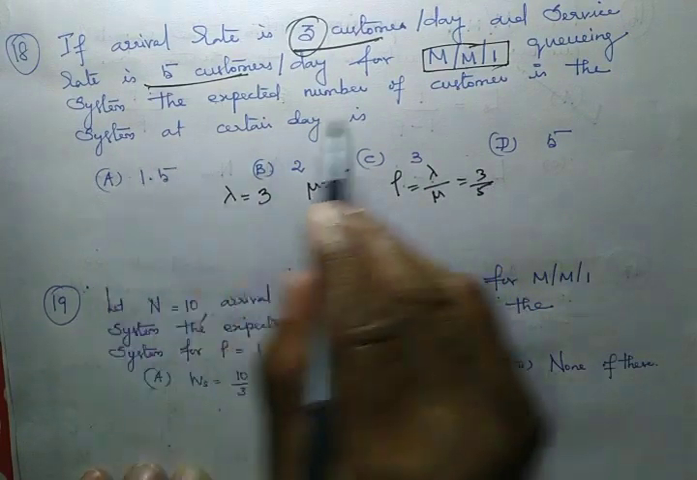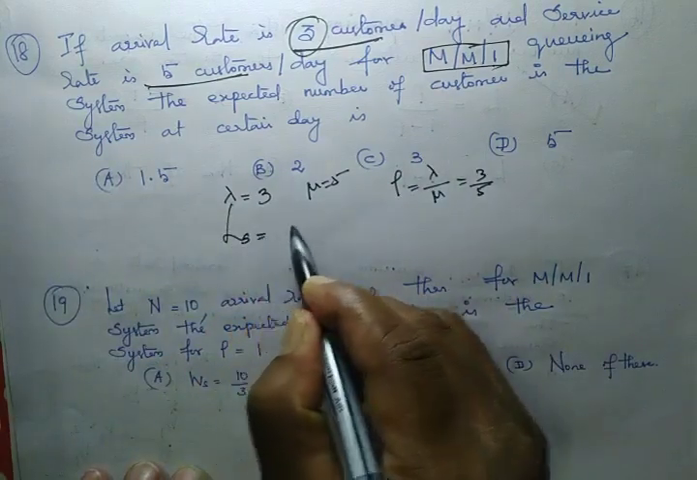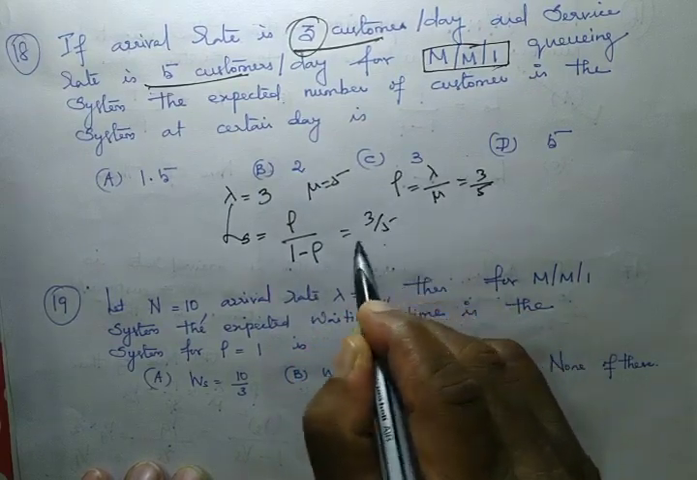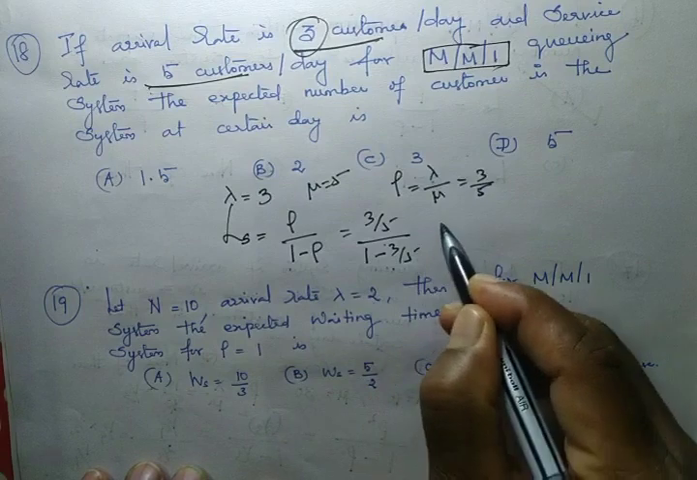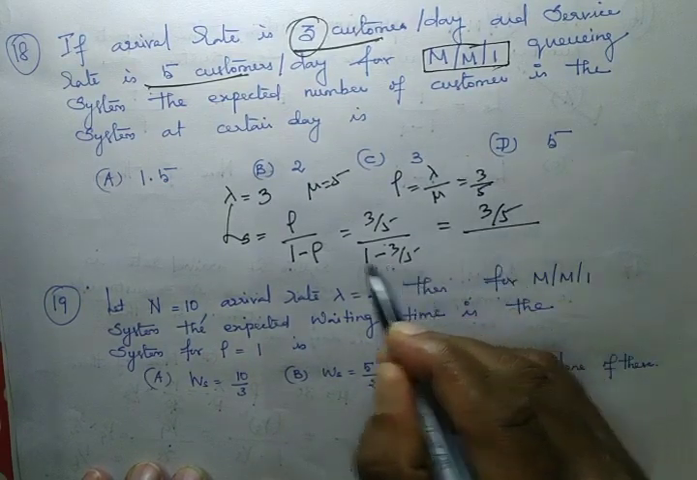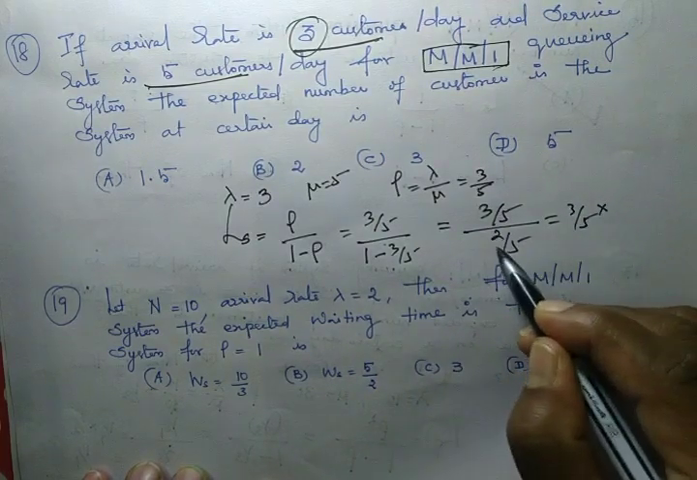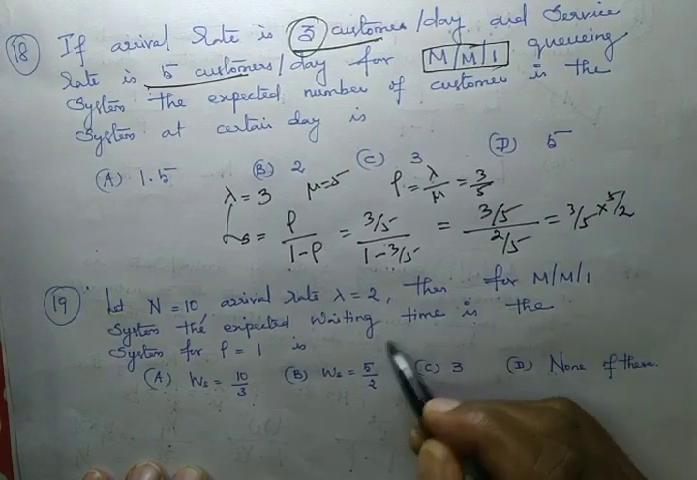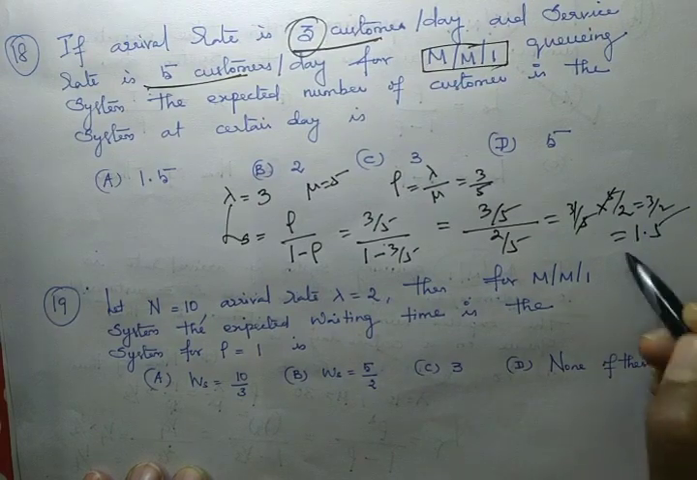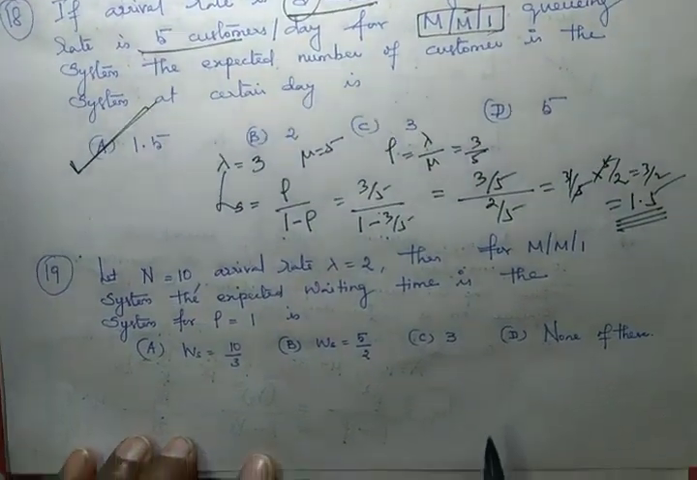So here the expected number of customers in the system is LS. LS equals rho by 1 minus rho. So 3 by 5 divided by 1 minus 3 by 5, equal to 3 by 5 divided by 2 by 5. Therefore 3 by 5 times 5 by 2 is 3 by 2, which is 1.5. Therefore option A is the right answer for the given one.